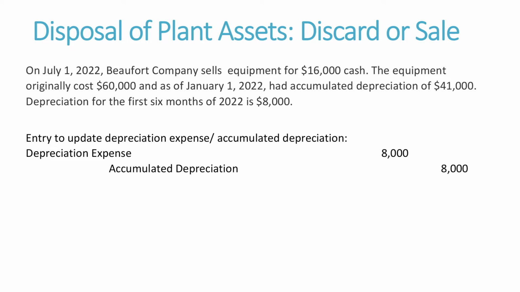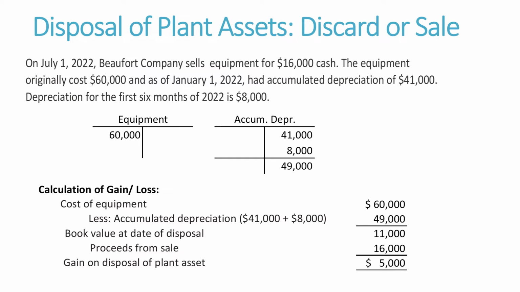And we are told the depreciation for the first 6 months of 2022 is $8,000. So we're going to make the same entry we would normally make, a debit to depreciation expense and a credit to accumulated depreciation, to update the depreciation expense through the disposal date. So now we have an equipment account with a balance of $60,000, and after we post the entry to update depreciation, we're going to have accumulated depreciation of $49,000.